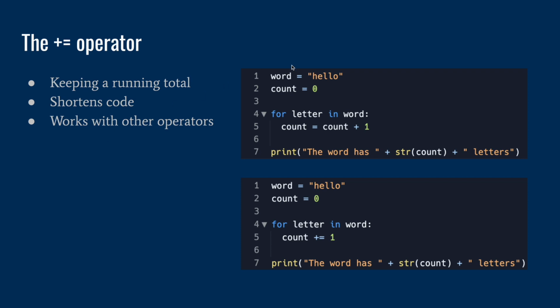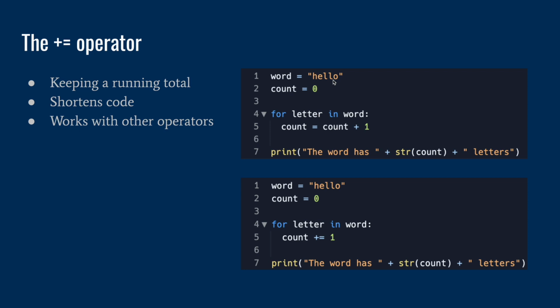If the word is hello and we want to count the letters in the word, a way to do this with the for loop is: for letter, or this letter could be an i, in word, count, which is the variable we started here at 0, equals count plus 1. It goes through every letter in this word, and each time it adds 1 to the count. So for this word, hello, the count would be 5.